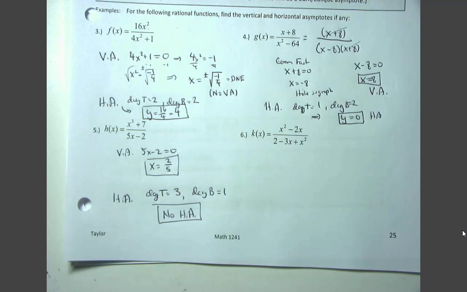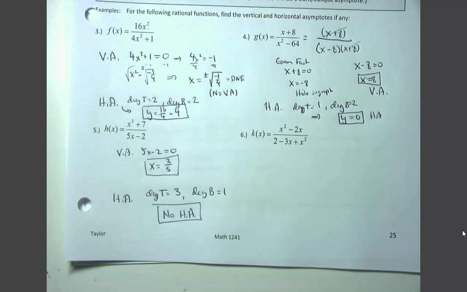x equals are vertical asymptotes. y equals are horizontal asymptotes when they exist. Okay? So, knowing that, take a look at k of x. k of x is equal to x squared minus 2x divided by 2 minus 3x plus x squared. First thing you should do is clean them up. They messed you up on this one to see if you guys are going to fall into the weird trap of how do you factor 2 minus 3x plus x squared?